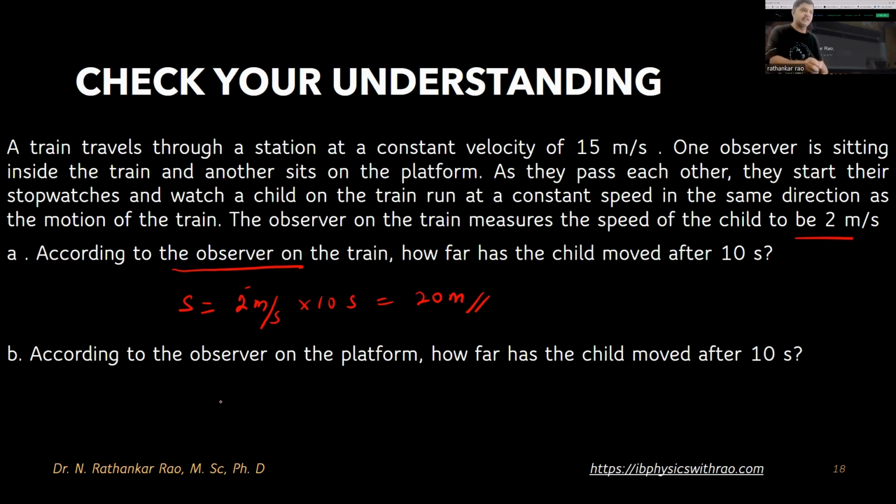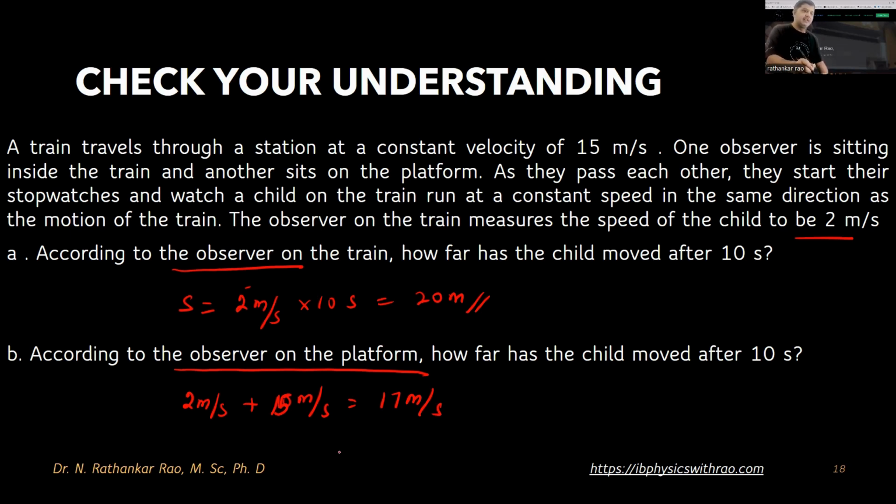Now let us read the next question. According to the observer on the platform, how far has the child moved? So what does the observer on the platform see? The observer on the platform will see the child moving at 2 meters per second and the train moving at, not 10, 15 meters per second. I'm going to add both of them, which is now equal to 17 meters per second. The child is really racing like anything. It is going very, very fast. That's what the observer will see.